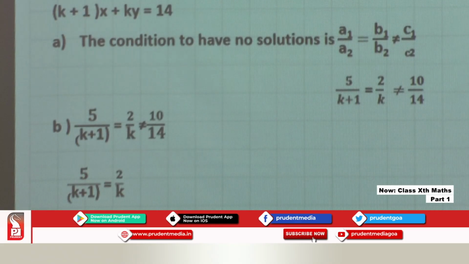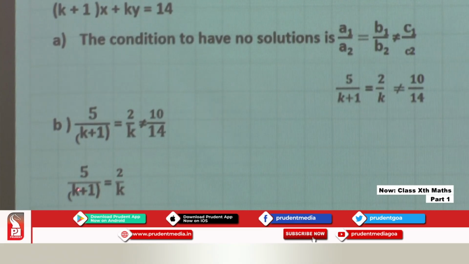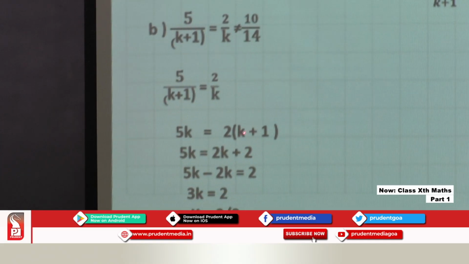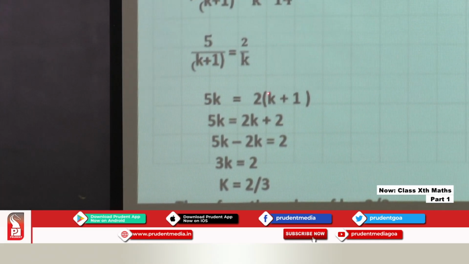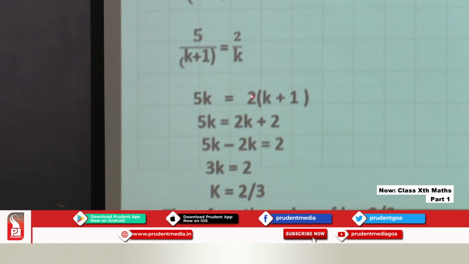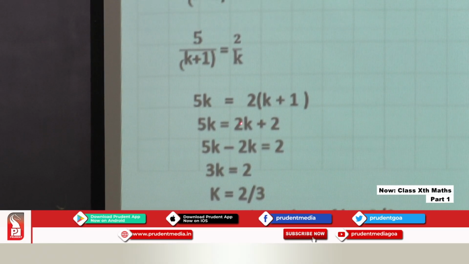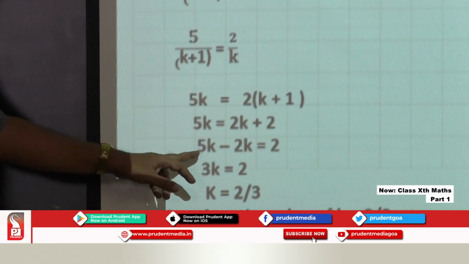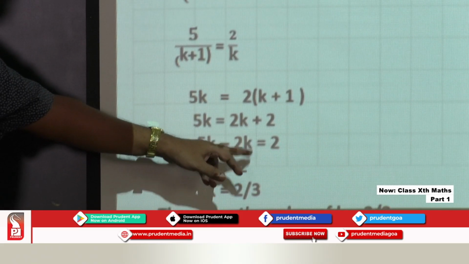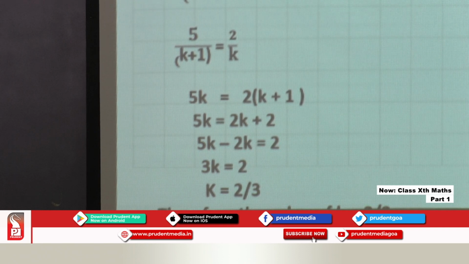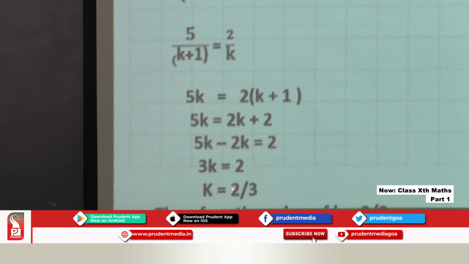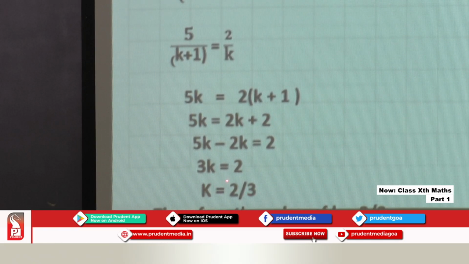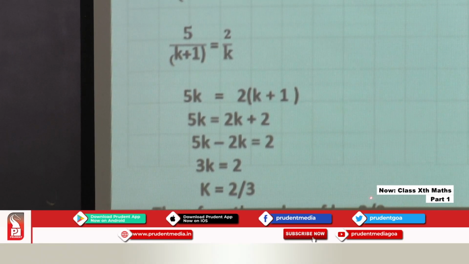So k multiplied by 5 is 5k. And this 2 will get multiplied to both, so 2 multiplied by (k plus 1). Now I open the bracket. 2 multiplied by k is 2k plus 2 ones are 2. Then here it is a variable term, I shift the variable term to the left hand side. So I shift this 2k to the left hand side. So what I get, 5k minus 2k is equal to 2. And now 5k minus 2k is 3k is equal to 2. So I get k is equal to 2 upon 3. And finally, therefore the value of k is 2 upon 3.